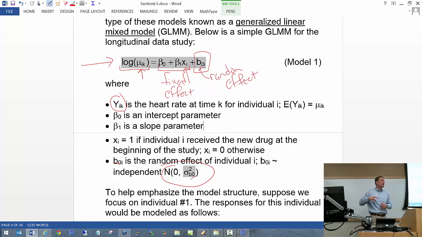So what else did I want to say? Let me make sure I talked about everything here. So you can say the average individual has a b0 equal to zero. This right here, this is a parameter, the sigma squared, we want to estimate. So this model has three parameters to it: beta 0, beta 1, and now the sigma squared sub b0.